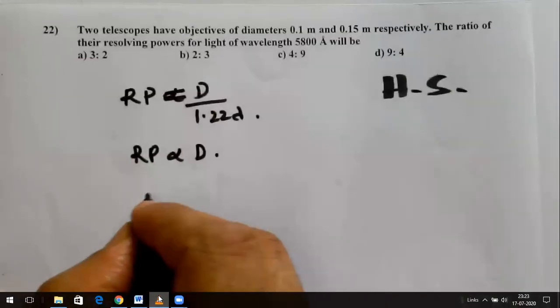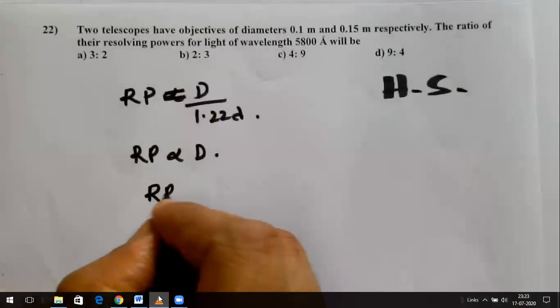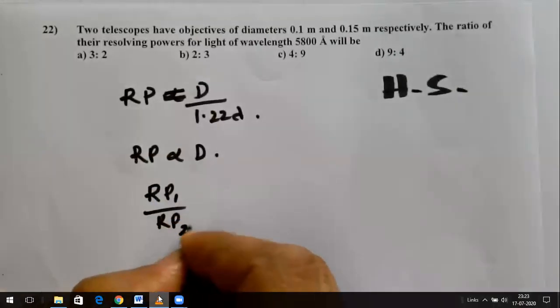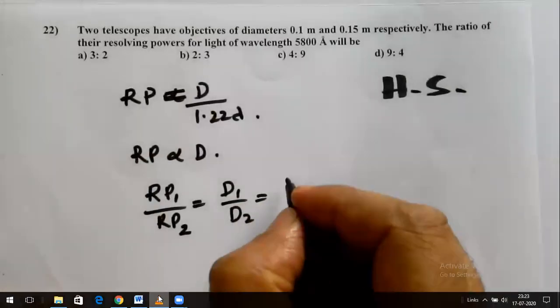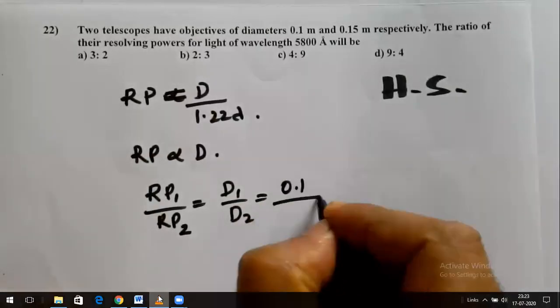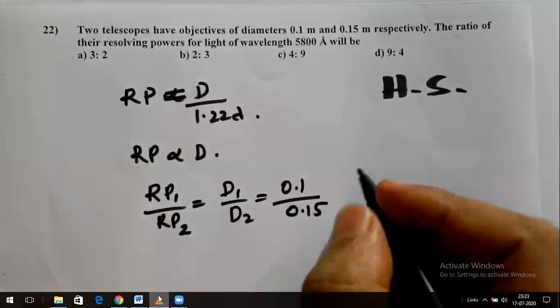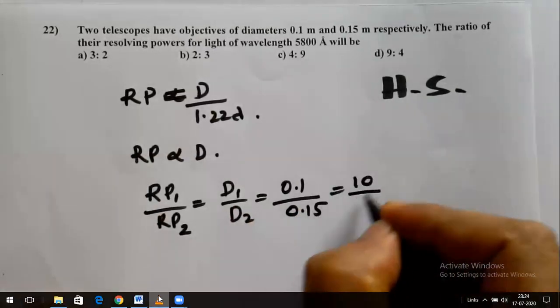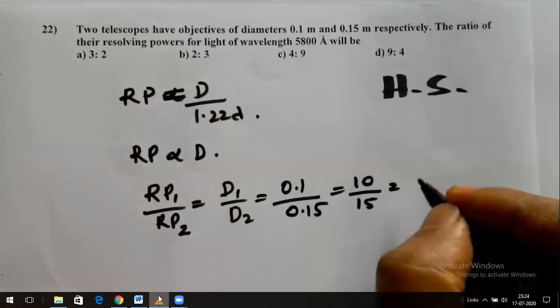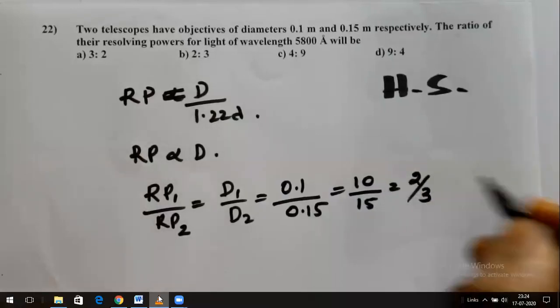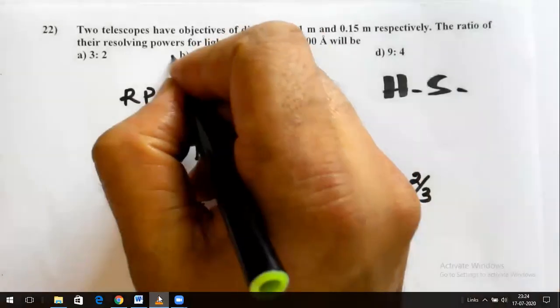So resolving power of the telescope RP1 by RP2 is equal to D1 by D2. That is equal to 0.1 and 0.15, and that becomes 10 by 15 if I multiply and divide by 100. So that is equal to 2 by 3, 2:3. Option B.